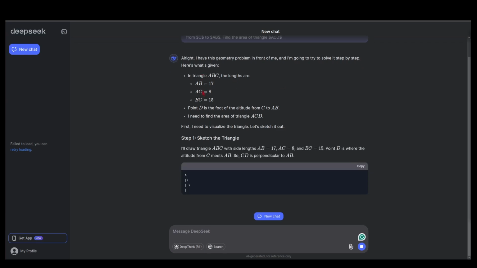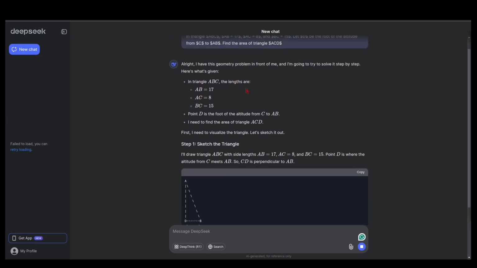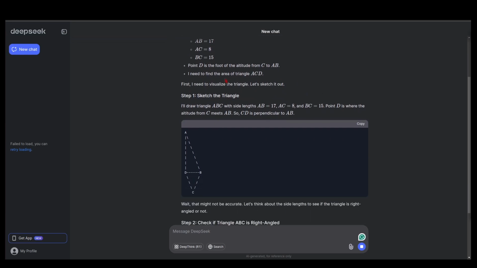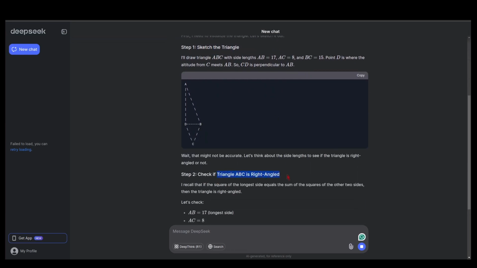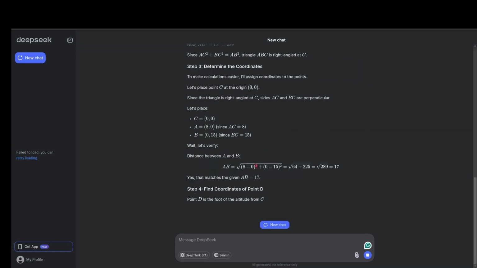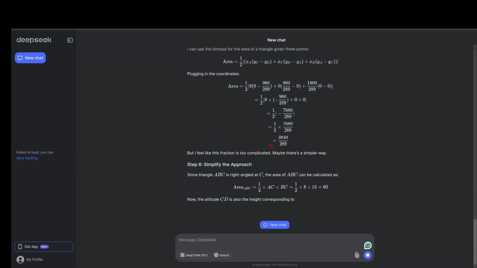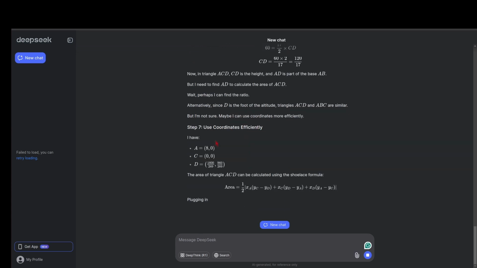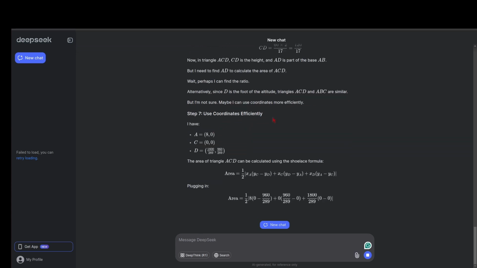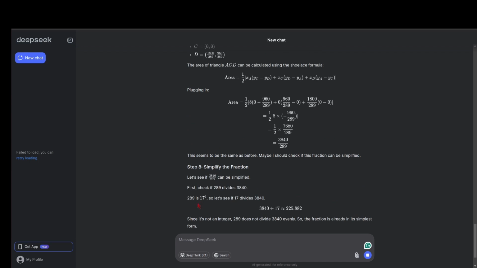And it goes about saying that in triangle ABC, the lengths are AB, AC, BC. And then it comes with the sketch of the triangle as step 1, and step 2, checking if the triangle ABC is right angled, finding the distance and finding the coordinates of point D. It's simplifying the approach now. Step 7, use coordinates efficiently. Simplify the fraction. Oh, it got the right answer actually.